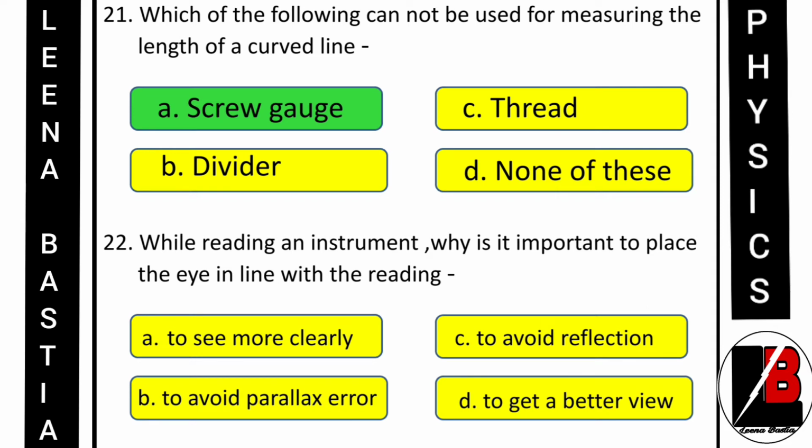While reading an instrument, why is it important to place the eye in line with the reading? The options are to see more clearly. Option B, to avoid parallax error. C, to avoid reflection. D, to get a better view. So the answer is to avoid parallax error.